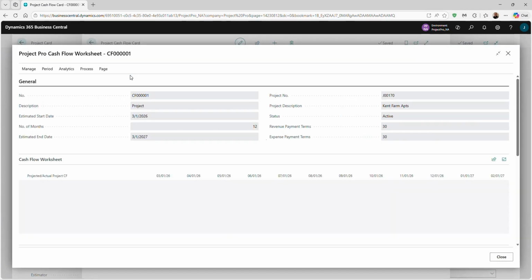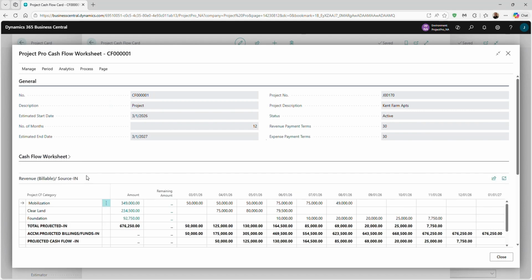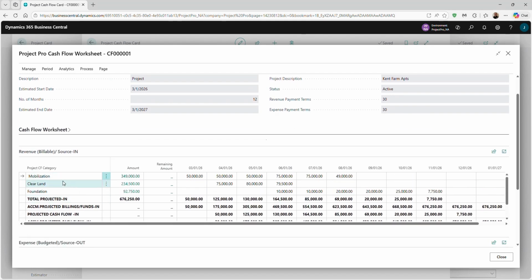In the cash flow worksheet, we need to total all costs from the planning lines that are associated with mobilization. This includes land clearing and foundation costs. Then we determine how to spread these costs over the period.